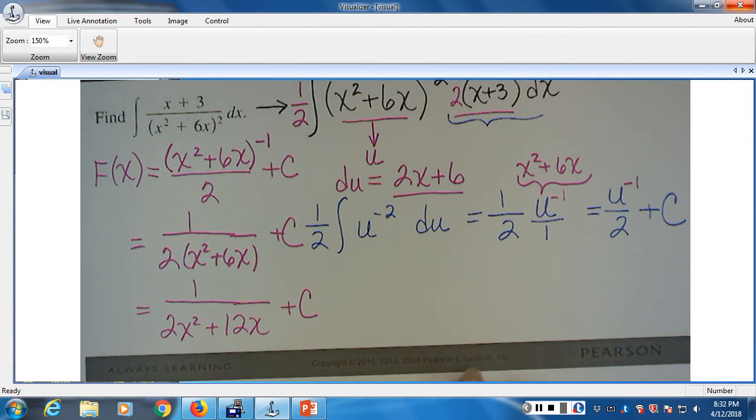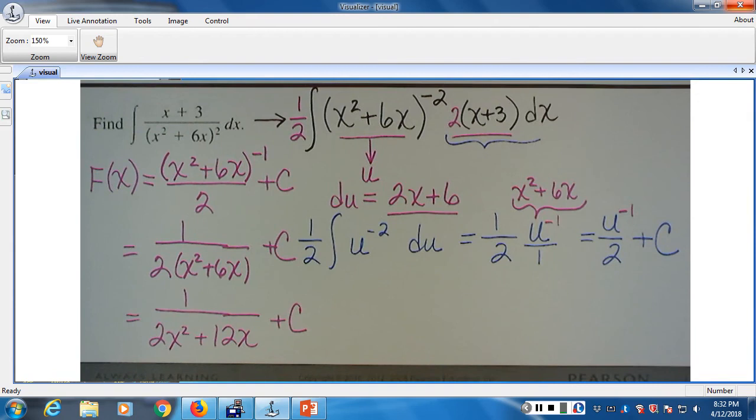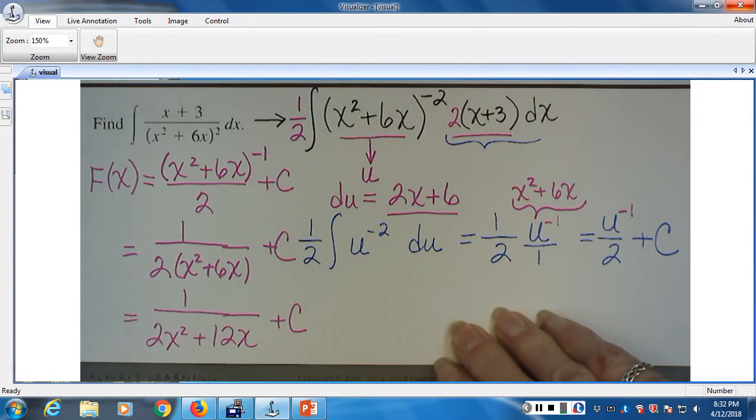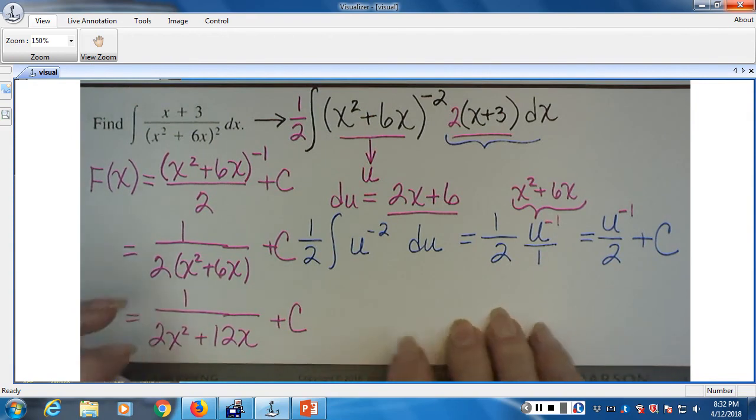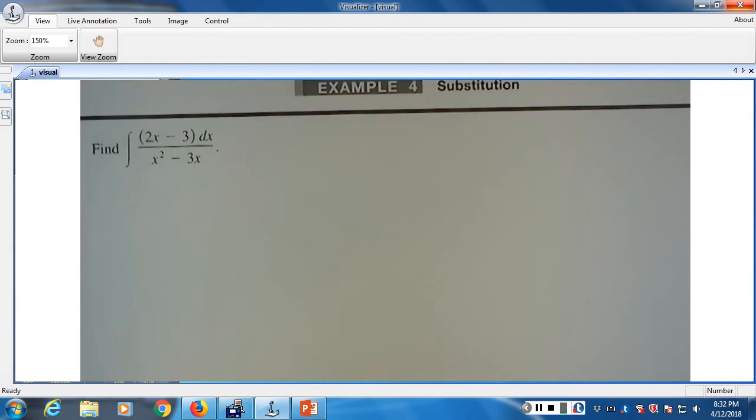So do you think u substitution is going to be something you can handle? Most of y'all did pretty well with practice. Most of y'all did pretty well on the u substitution on the Chapter 12 test, though. So I think you'll be okay. Now let's try one more just to be sure we've got it.